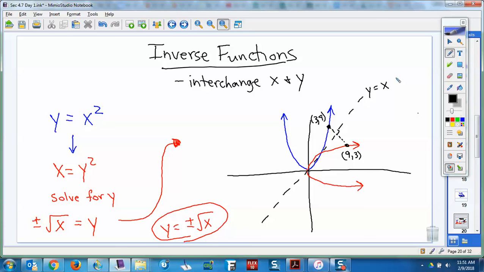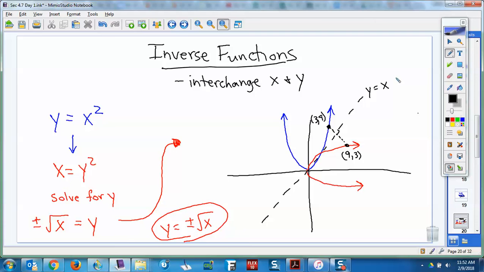It fails the vertical line test, right? And the reason the red one fails the vertical line test is because the blue one fails the horizontal line test. Does that make sense? If you can draw a horizontal line through a graph, like the blue parabola, when you flip it in the mirror, then all of a sudden that result will fail the vertical line test.